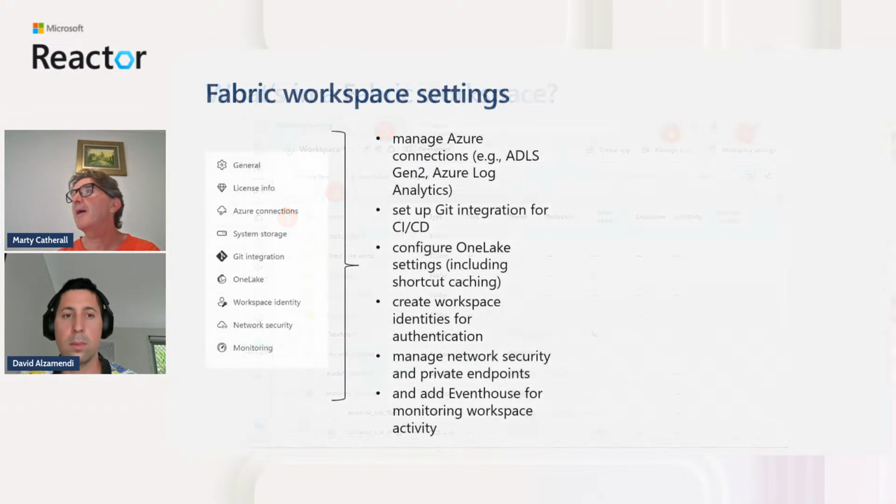Okay, all right. So you can see when you go to the workspace settings, you have the general settings, and the license info is the most important one, because when you create a Fabric capacity in the Azure portal, the license info option is where you are going to assign the capacity to the workspace.